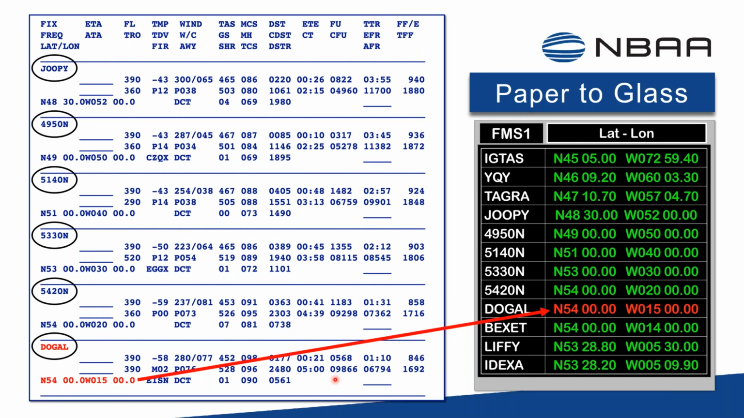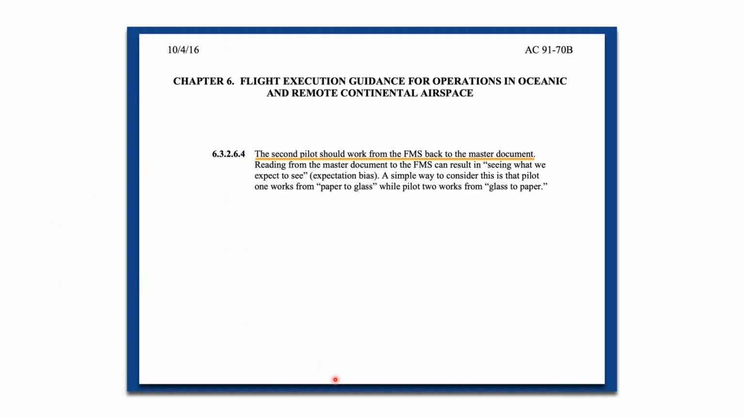So we did paper to glass, and when the second pilot works, he reverses this process, and he goes from the FMS back to the master document. Reading from the master document to the FMS is seeing what we expect to see, expectation bias. So we're reversing it to mitigate expectation bias. And this is a simple way, and we can express it as paper to glass while a pilot works from glass to paper on the second step. So what would glass to paper look like?